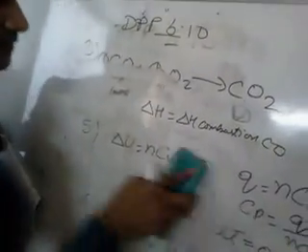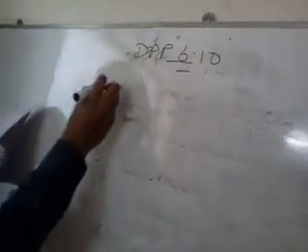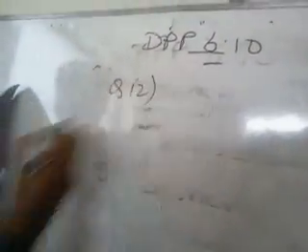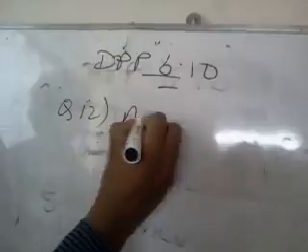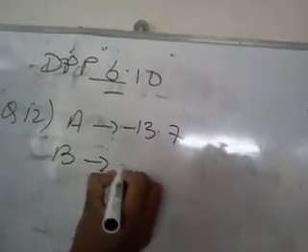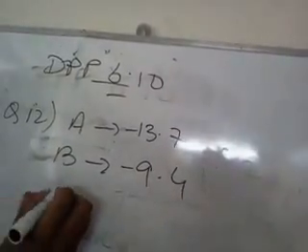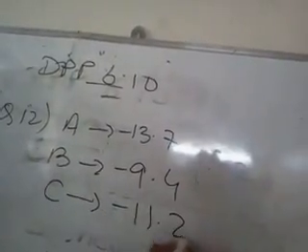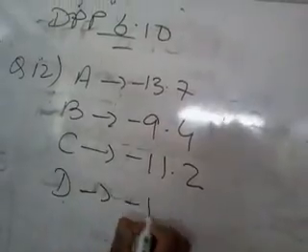Proceeding to question number 12. Question number 12. I have heat of neutralization of a few acids: A is minus 13.7. For B it is minus 9.4. For C it is minus 11.2. And for D it is minus 12.4.